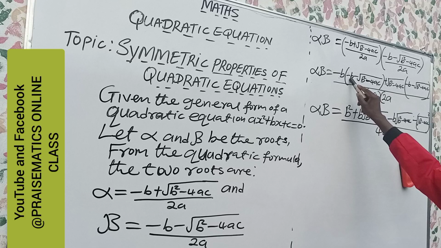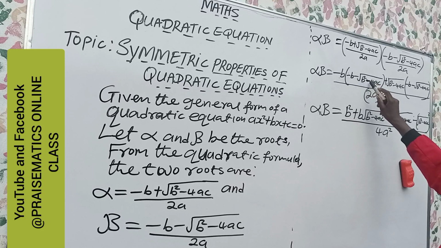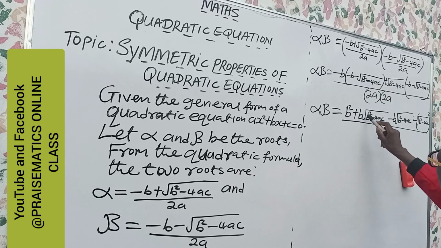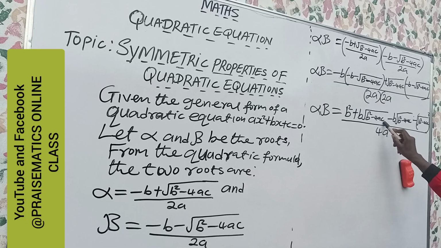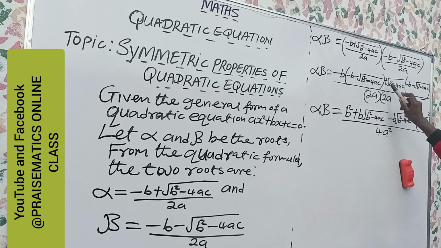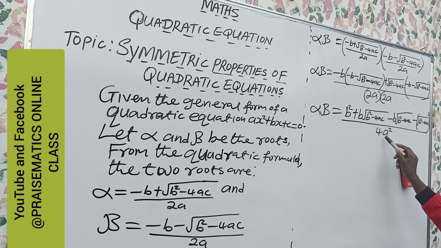Minus b times minus b will give us b square. Minus b times minus square root of b square minus 4ac will give us plus b square root of b square minus 4ac. Plus square root of b square minus 4ac times minus b will give us minus b square root of b square minus 4ac. Now plus b square root of b square minus 4ac times minus square root of b square minus 4ac will give us minus square root of b square minus 4ac all squared. That is what we have done here. 2a times 2a will give us 4a square.